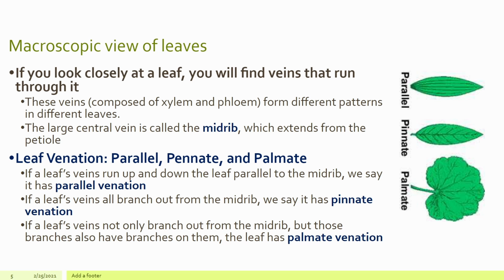If it's not parallel venation, it might be branched. There's pinnate, where we have a midrib with veins that branch from that midrib. And if the branches off the midrib have branches, then it's not pinnate venation, but palmate venation.